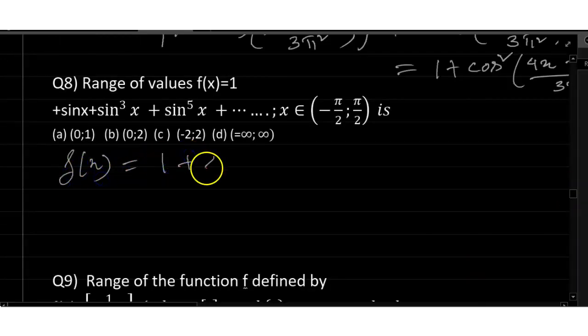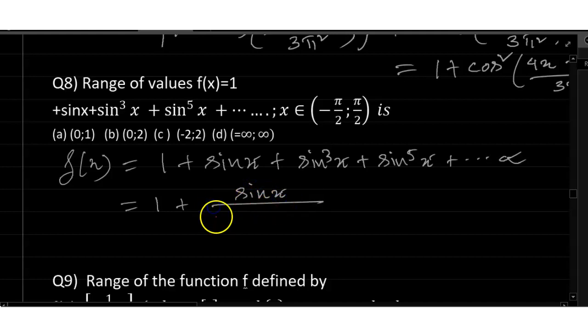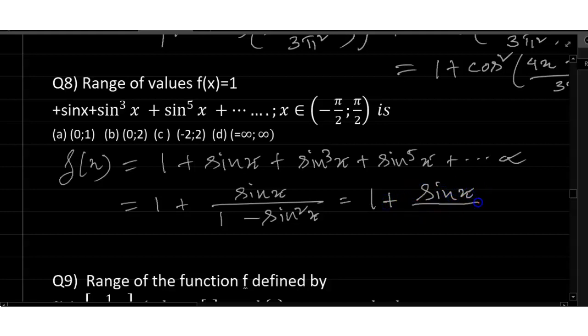Next problem is y equal to 1 plus sin x plus sine cube x plus sine to the power 5 x, to infinity. So it will be written 1 plus sine x divided by cos square x.